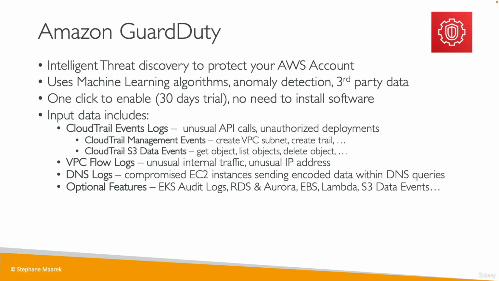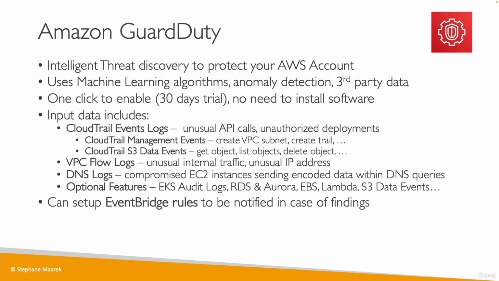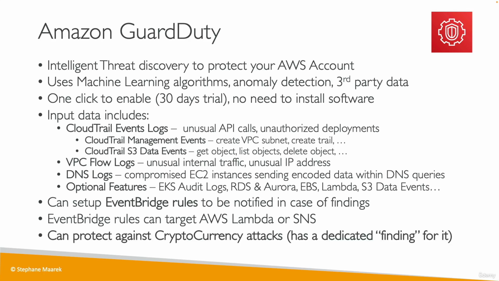And optional features to allow you to analyze, for example, other input data sources, such as your EKS audit logs, your RDS and Aurora login events, your EBS, your Lambda, and your S3 data events. So we can also set up EventBridge rules to be notified automatically in case you have findings. And then these rules can target whatever EventBridge can target, such as AWS Lambda or SNS topics.